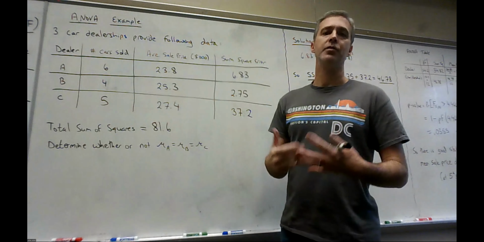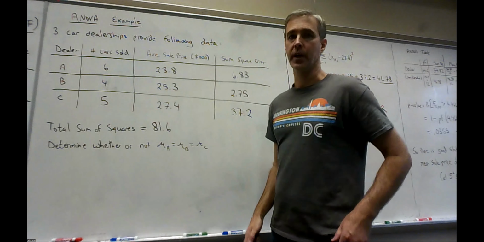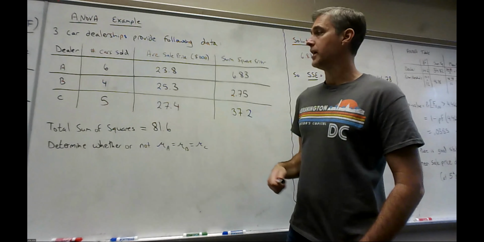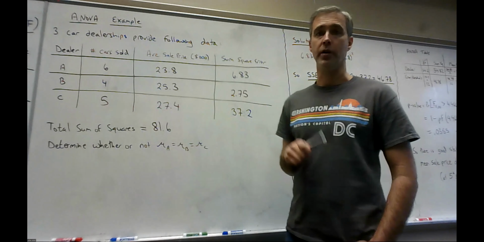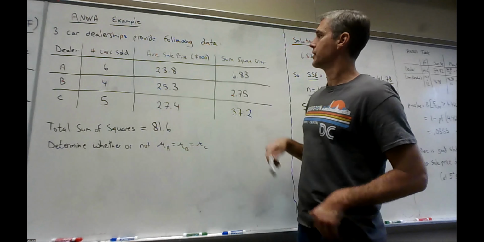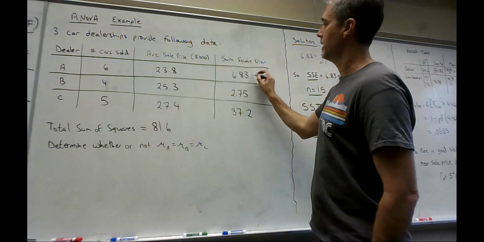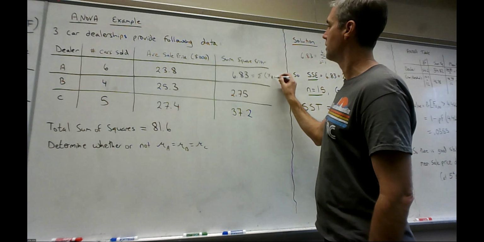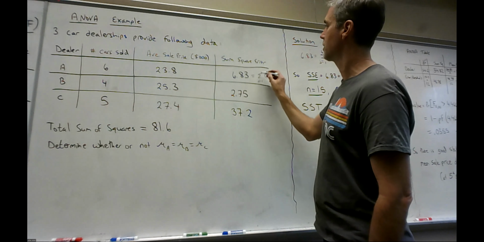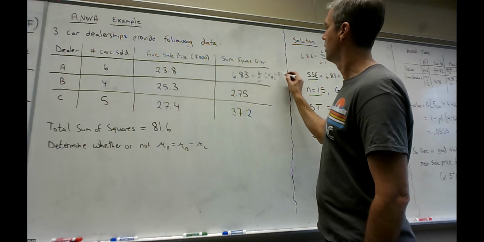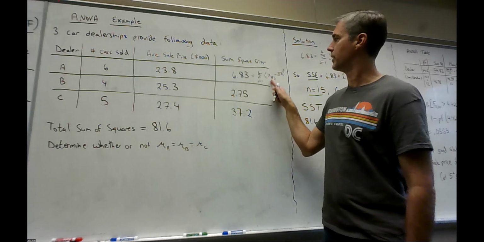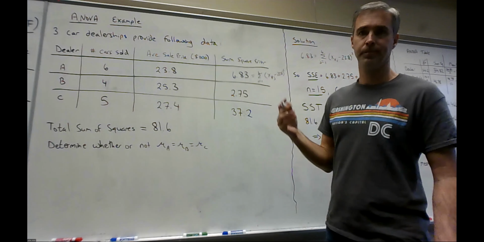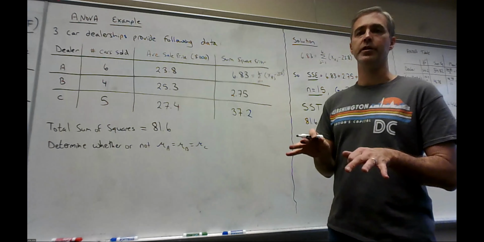Each dealer tells us the average sale price in thousands of dollars. So the average sale price for the 6 cars from dealer A was $23,800, and for C, the average sale price of the 5 cars was $27,400. And the dealer also tells us the sum of squares error. So, like here, let's say J over the 6 cars sold: take each sale price, figure out the square of the distance from the average of 23.8, add them all together. So I've got the sum of squares errors for each individual dealer.